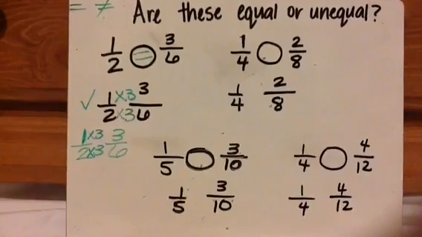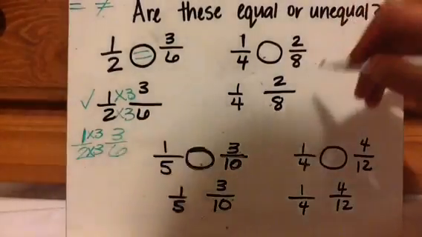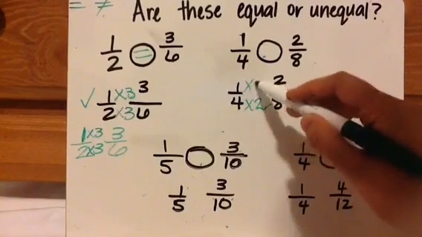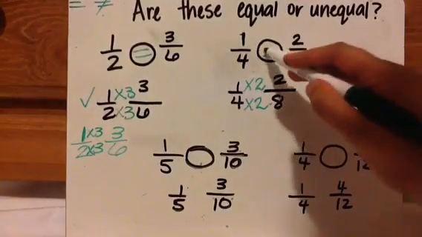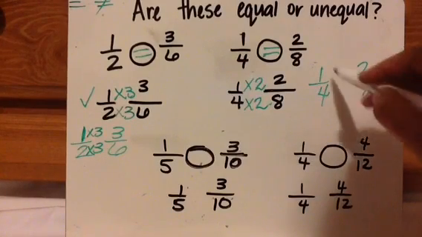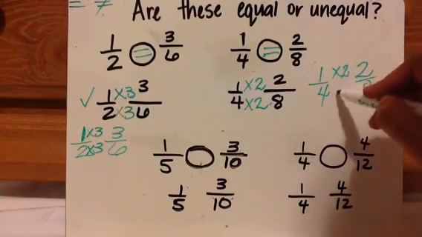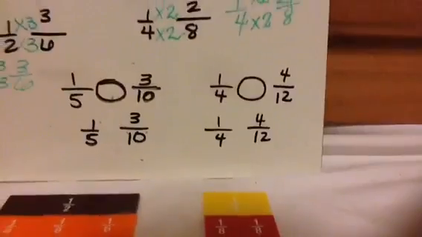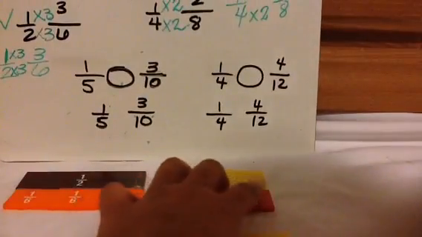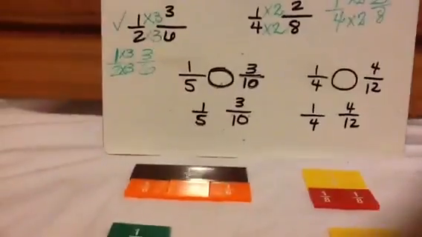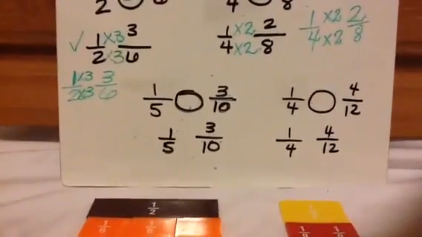1/4, is it equal to 2/8? So you can say, well, 4 times 2 equals 8, and 1 times 2 equals 2. So they are equal. Or you can start with the numerator. I know 1 times 2 equals 2. 4 times 2 equals 8. Here is the visual for you to see. The reason why we did times 2 is because we doubled the number of pieces. Okay, let's do the next one.